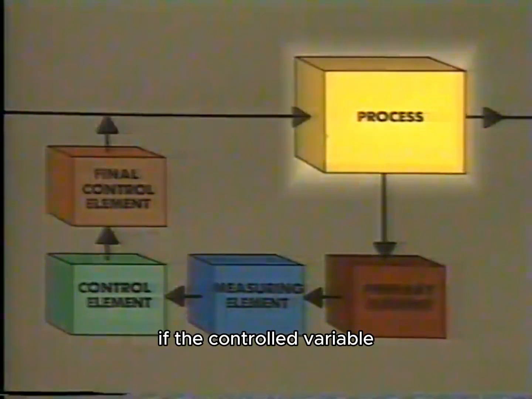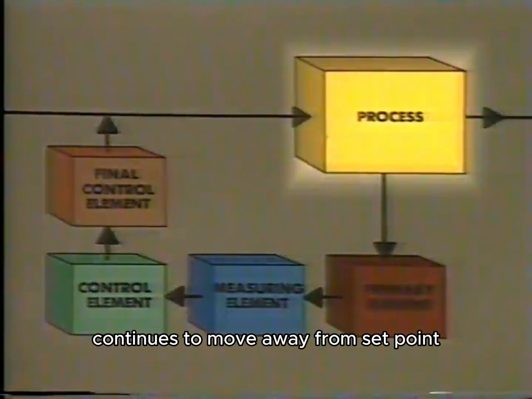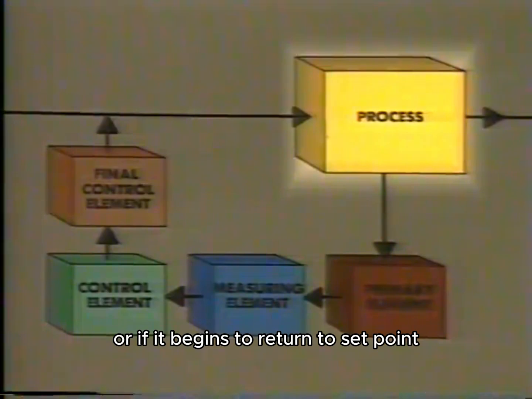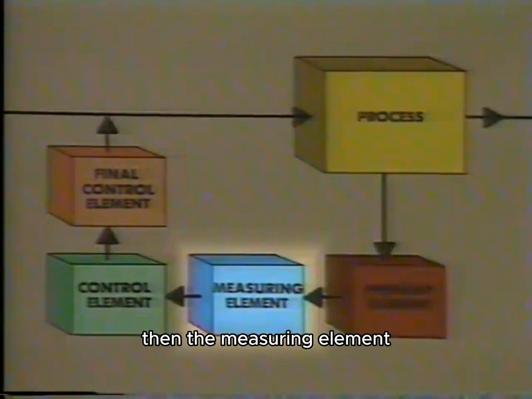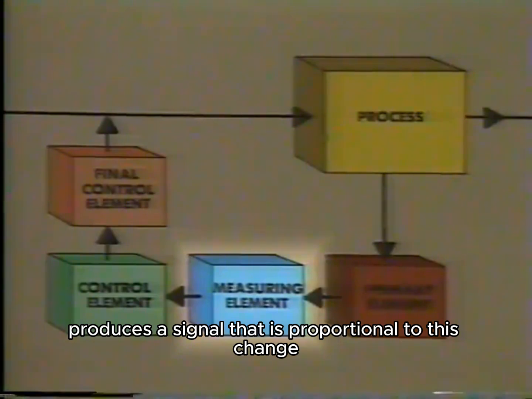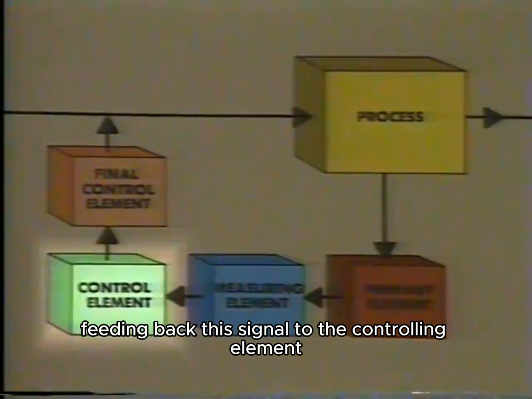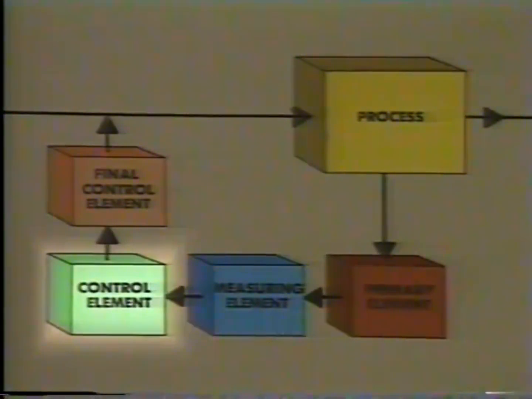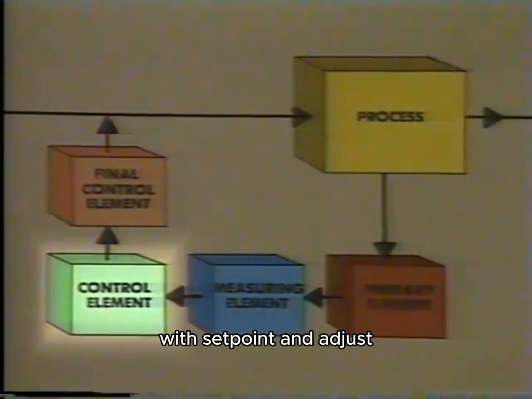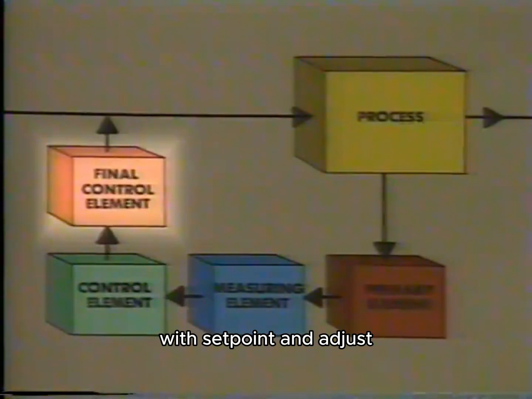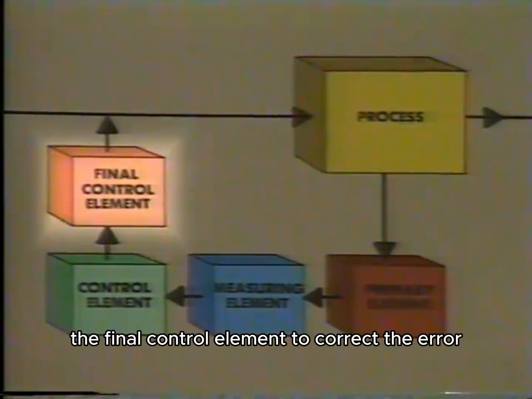If the controlled variable continues to move away from set point, or if it begins to return to set point, the primary element also senses these changes. Then the measuring element produces a signal that is proportional to this change, feeding back this signal to the controlling element. The controlling element will compare this feedback signal with set point and adjust the final control element to correct the error based on the new signal.